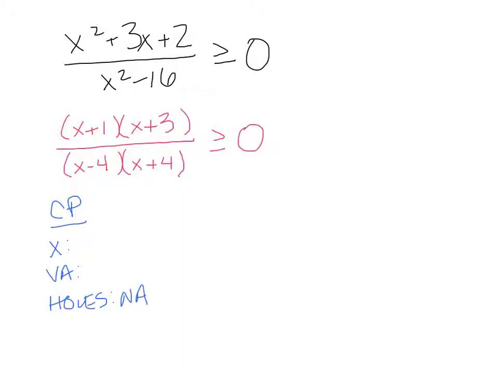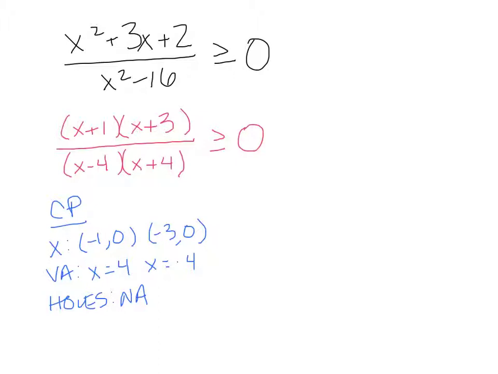So our x-intercepts, it looks like we're going to have 2 x-intercepts in this case, the numbers that would make either of the numerator factors equal to 0. So that would be negative 1, and that would be negative 3. We also have a couple vertical asymptotes. So we have x equals 4, and we have x equals negative 4. This means we have 4 critical points that we need to worry about.